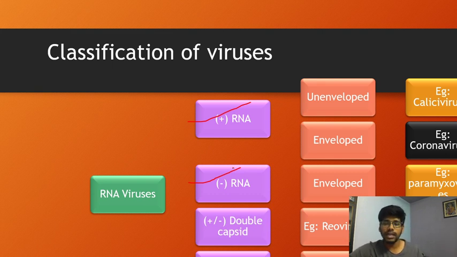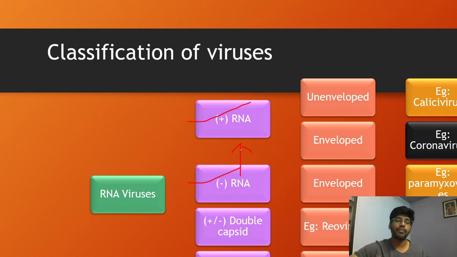And negative RNA has to be converted into positive RNA to code for a protein. The positive RNA is the one which actually codes for a protein, and negative RNA should be converted into positive RNA to code for a protein. And we have double capsid. Capsid is nothing but an external envelope. Other than the core, we have something called the capsid.